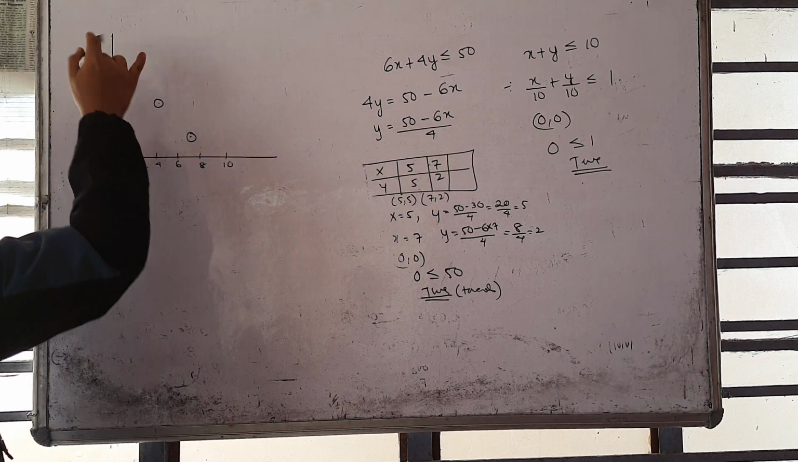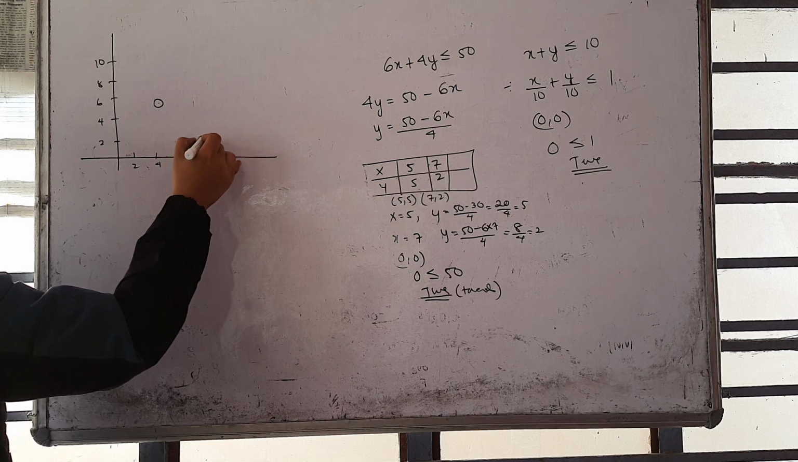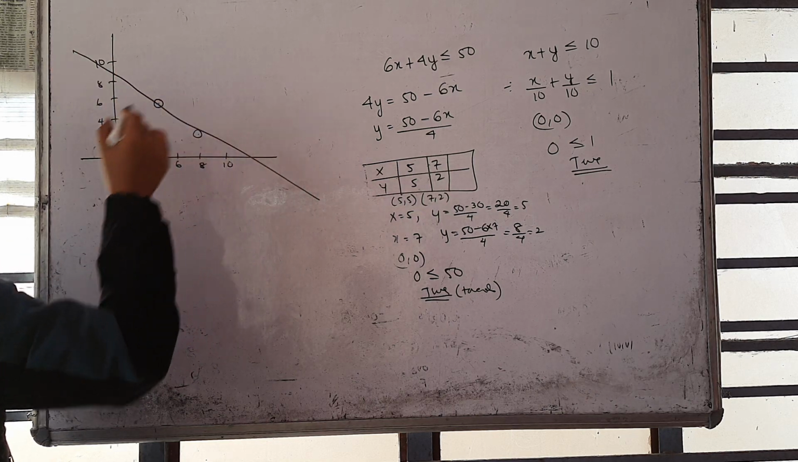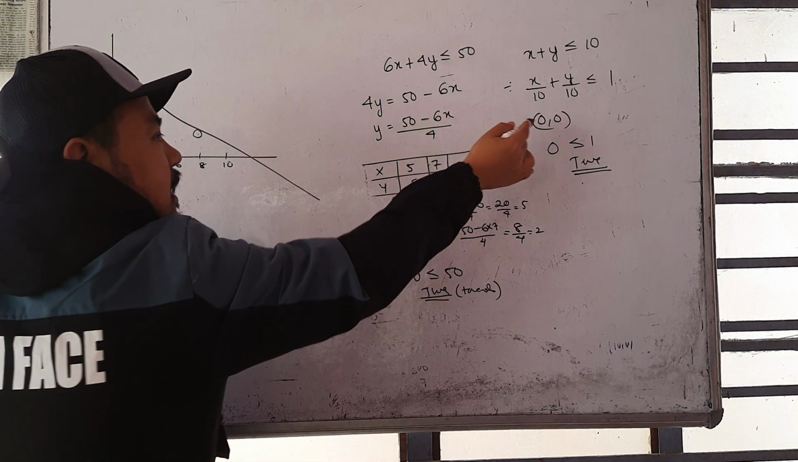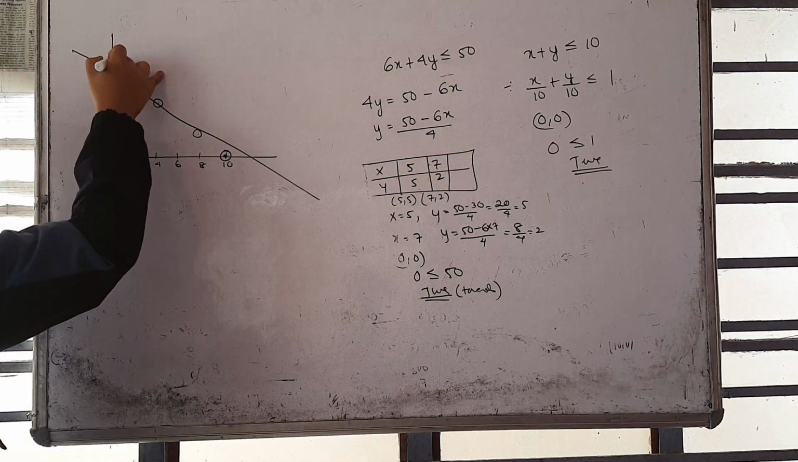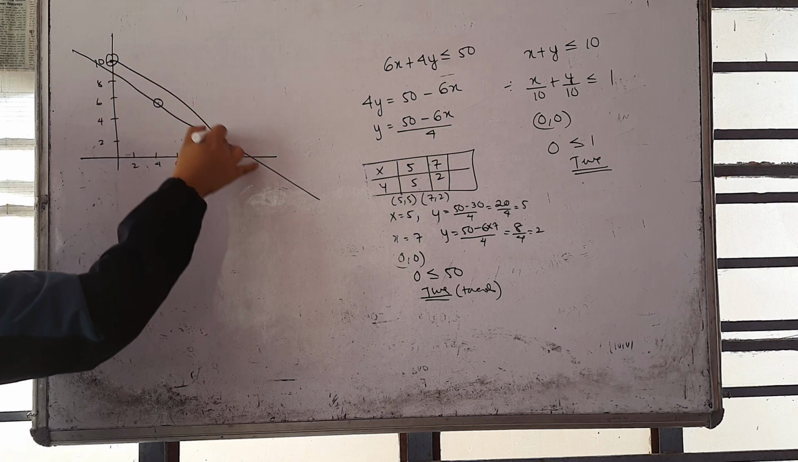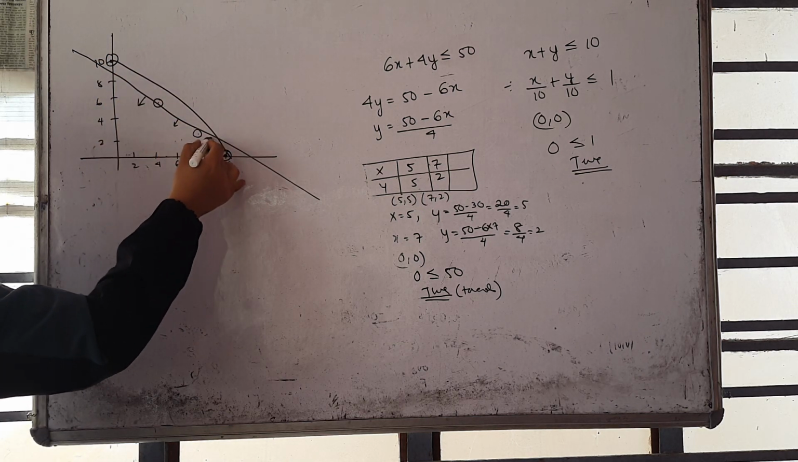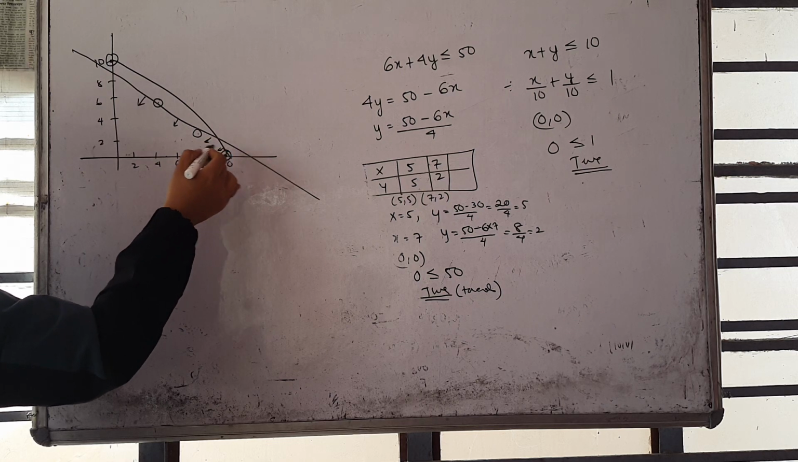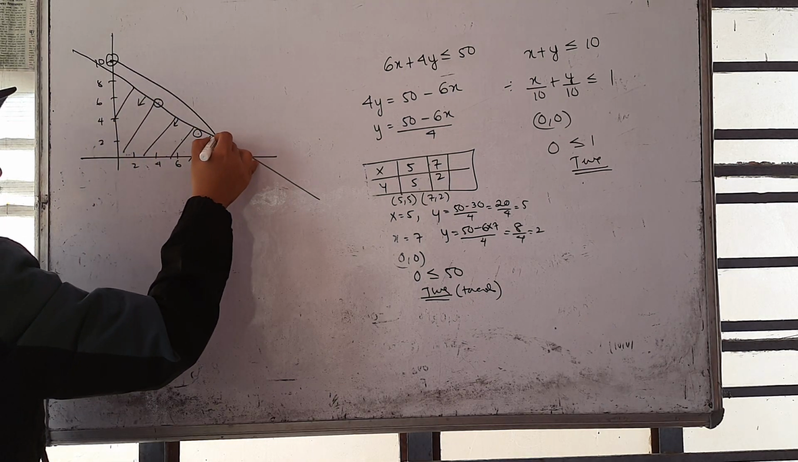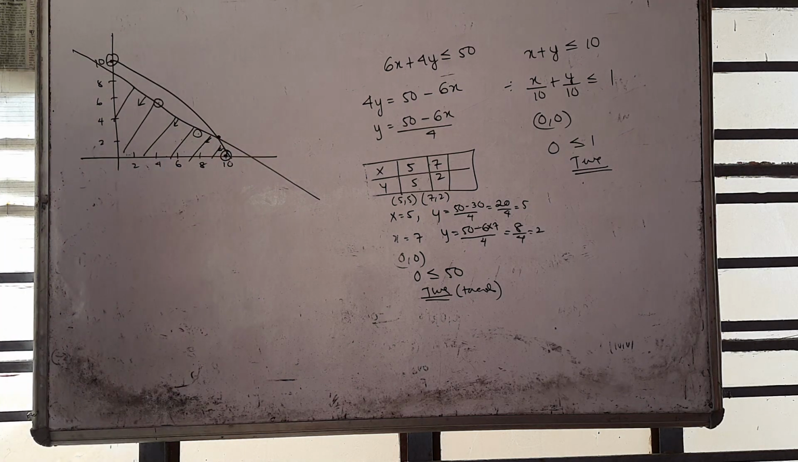Next one, so we just draw one. Next up, what is that? (10, 10). That means it cuts the x-axis at 10 and the y-axis at 10. So this line says inside. This line also says inside. This line also says inside. So this is your feasible region, guys. The point where the two lines meet, that is your answer.